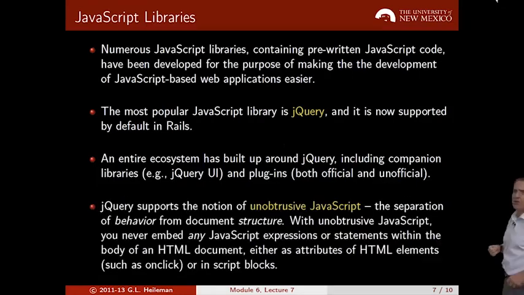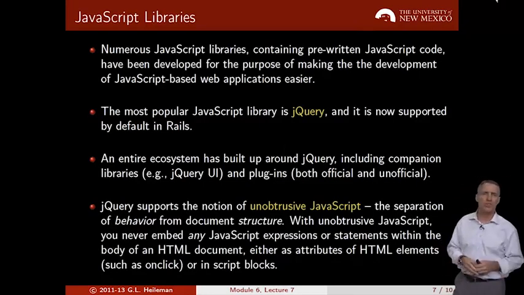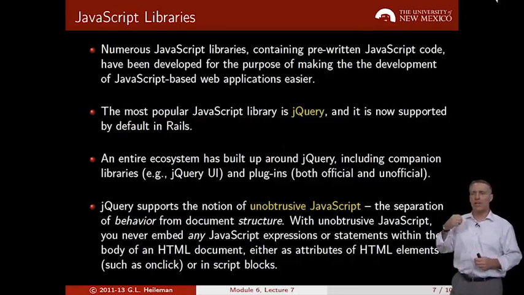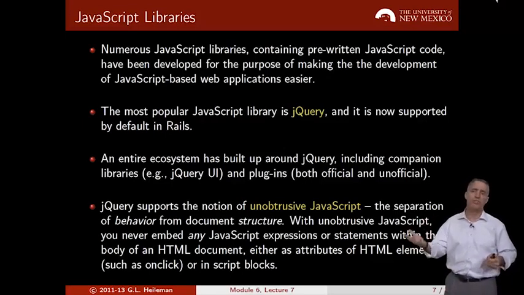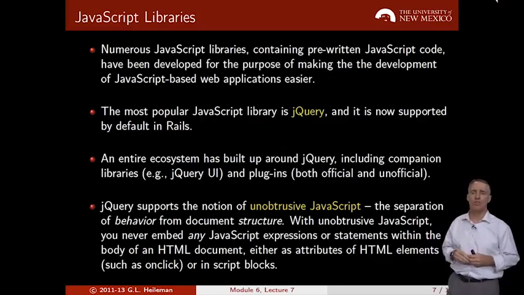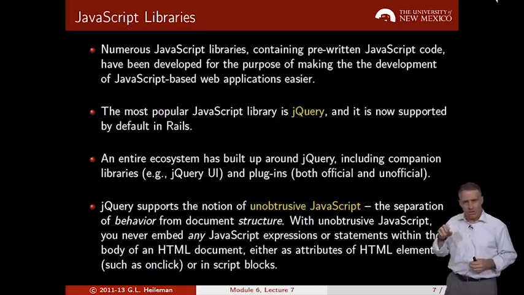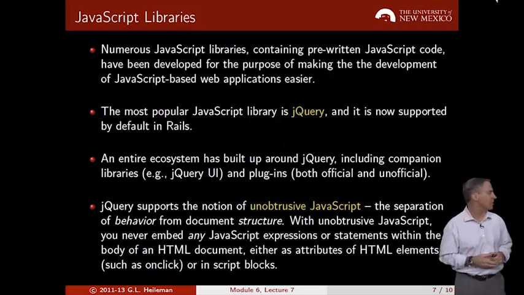jQuery supports this notion of unobtrusive JavaScript, and this is the separation of content and behavior. In other words, you specify the elements in your document, and then you use jQuery to attach behavior to those elements. When you're using unobtrusive JavaScript, you shouldn't be injecting scripts into your HTML. You separate them out into a separate file, just as we did with cascading style sheets.